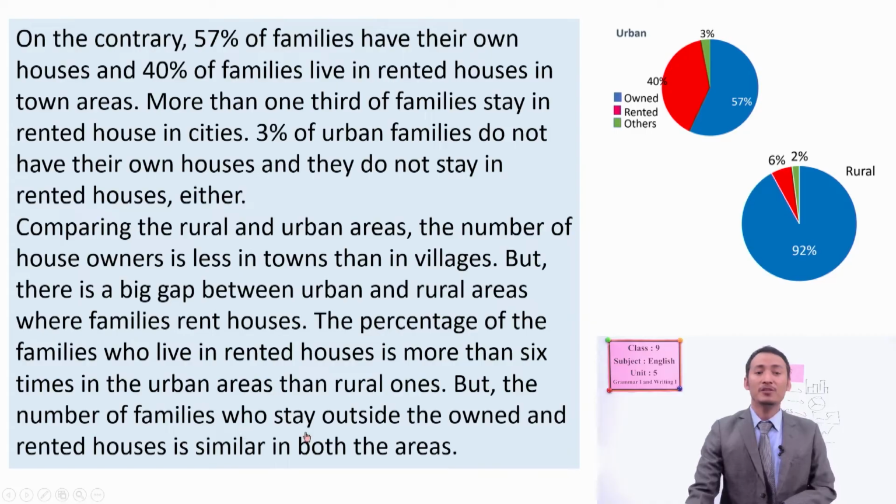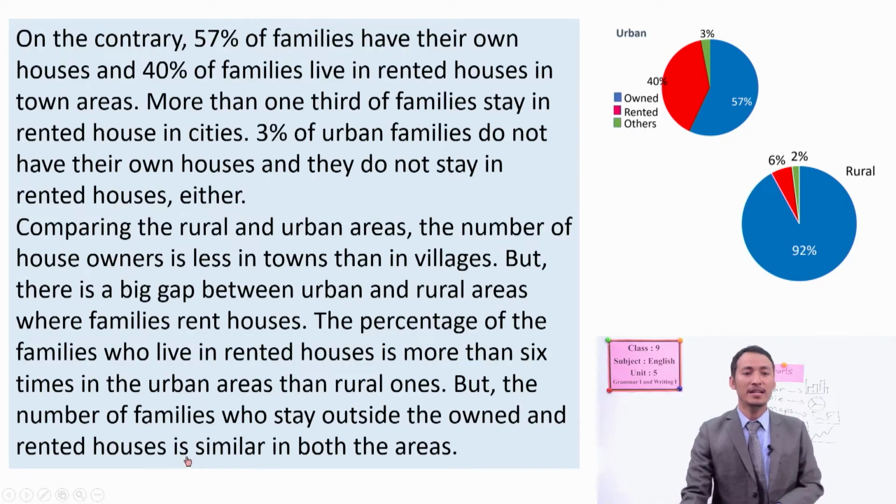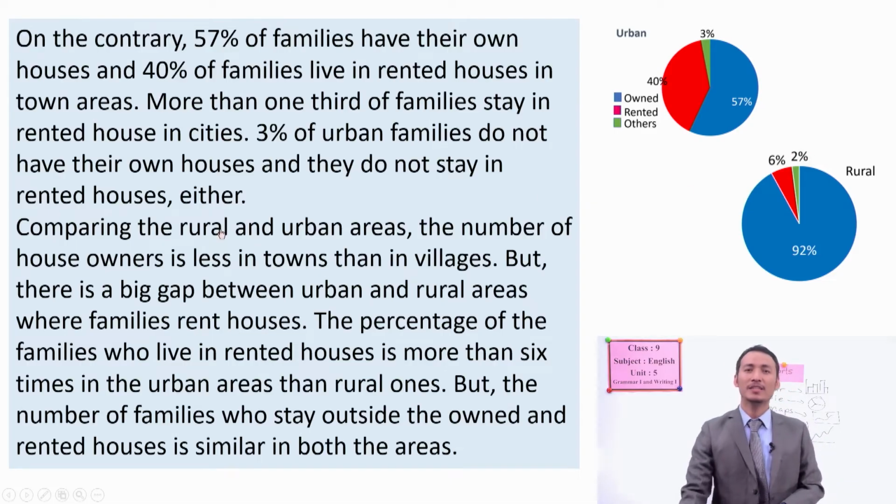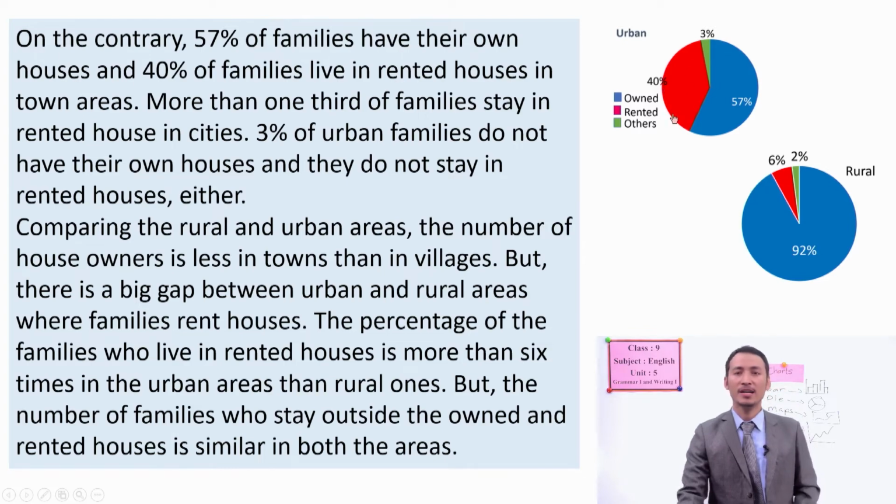But the number of families who stay outside own and rented houses is similar in both areas. You can see here the people who stay outside own and rented houses are similar. Here it is 3%, and in the rural area 2%. There is similarity here. So this is the way we compare, we describe, we interpret charts. Okay, students? First we talk about the situation in one chart or one place and next the other, and we compare both and see the differences and the similarities.